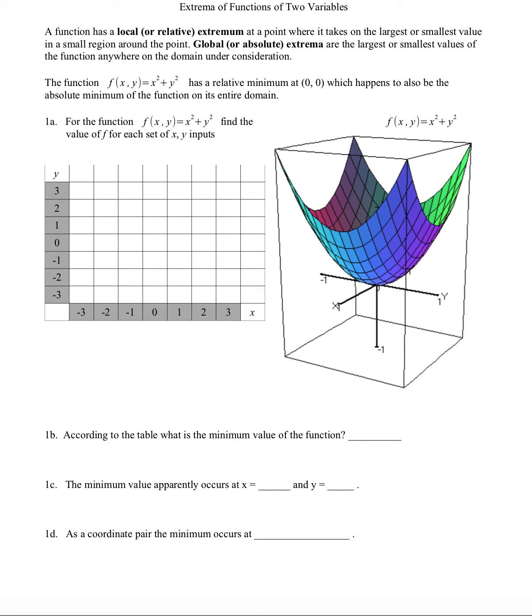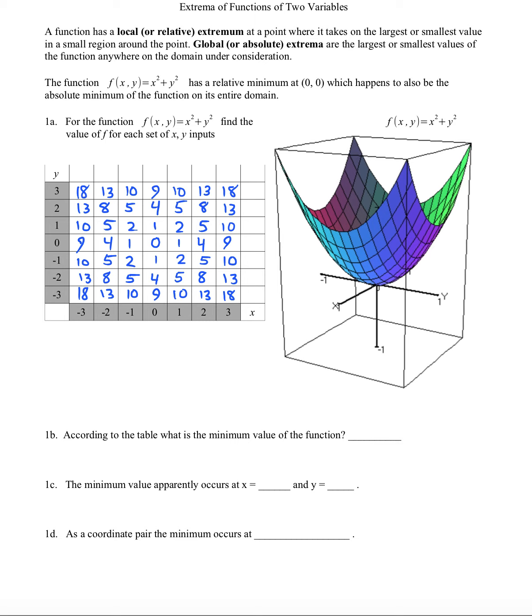So for this function, can we find output values f for different combinations of x and y? It's something that you may be able to just do in your head. Go through each combination of x and y and just square those and then add the results. Alright, the table is complete.